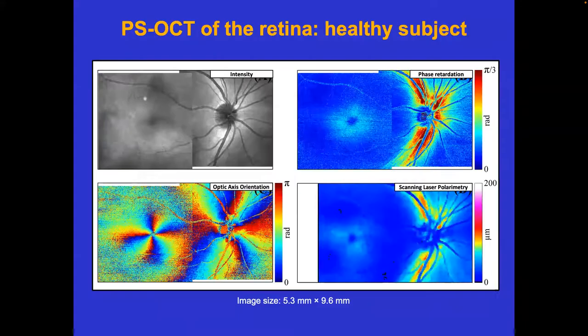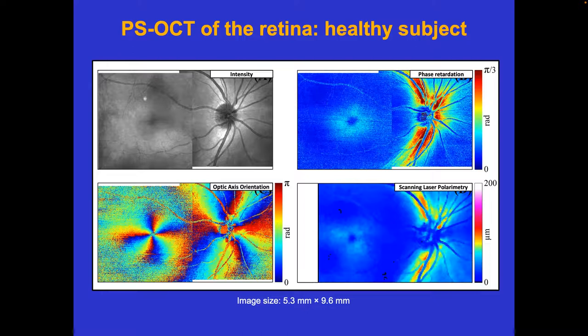Okay. So let me see what happens next. I'm first going to show you some samples, and then a little bit more of how you use these Jones matrices to extract the details of the polarization state and what you can do with it, right? So first of all, we go back to the retina.